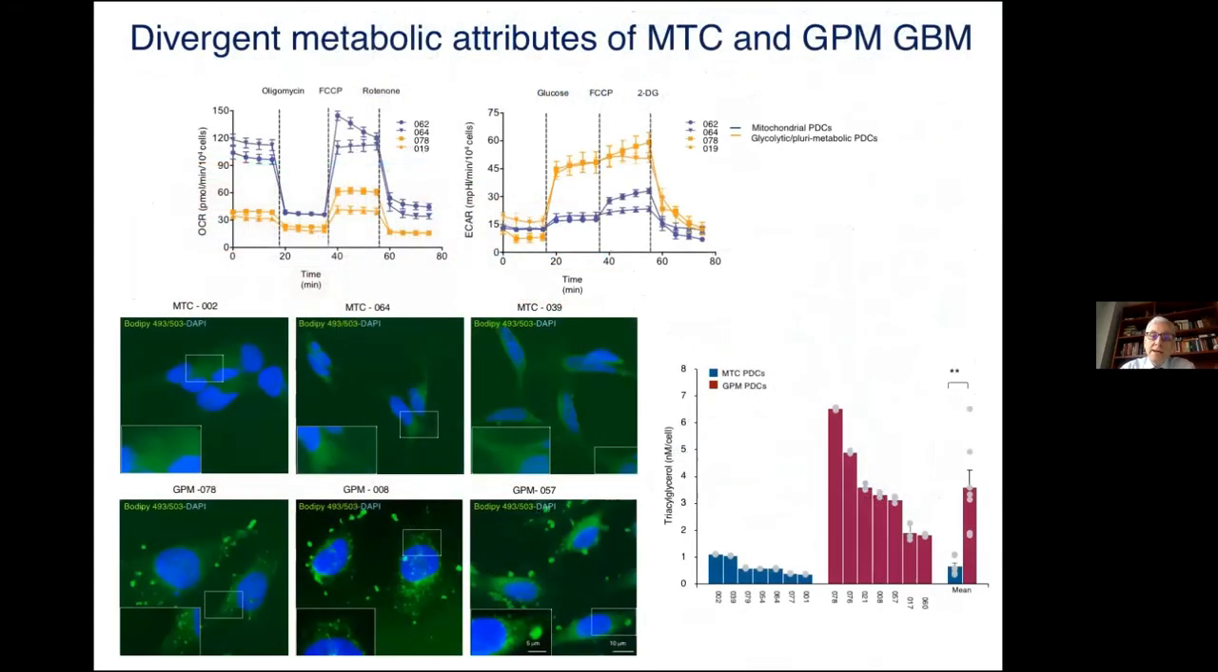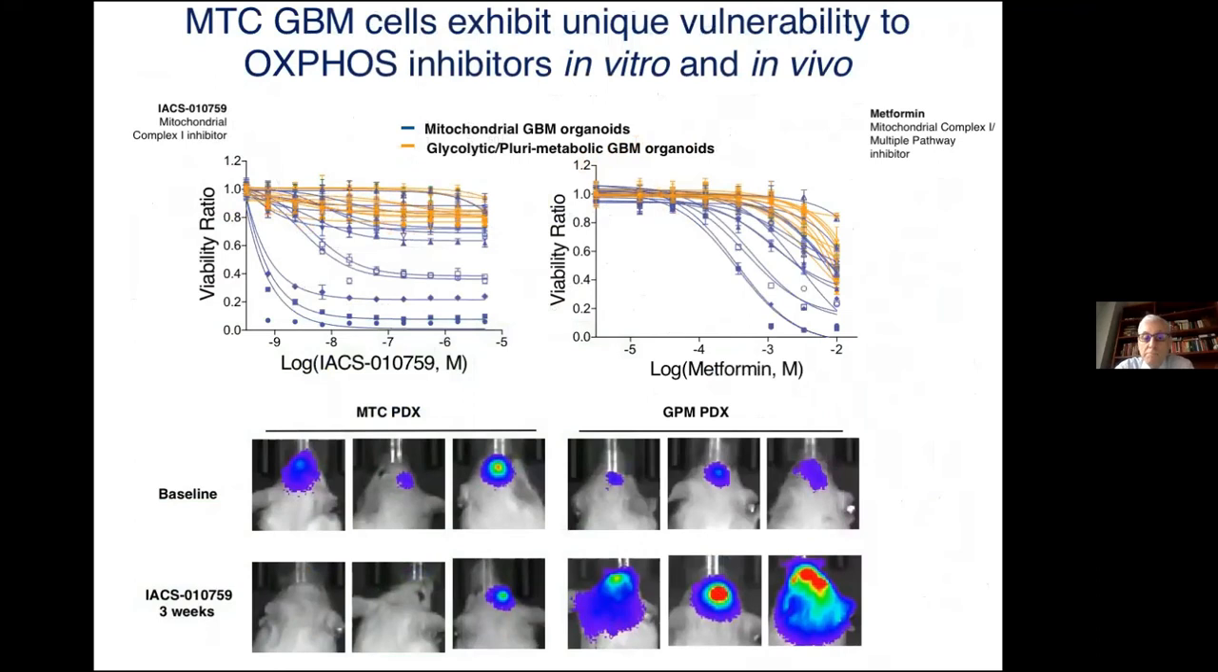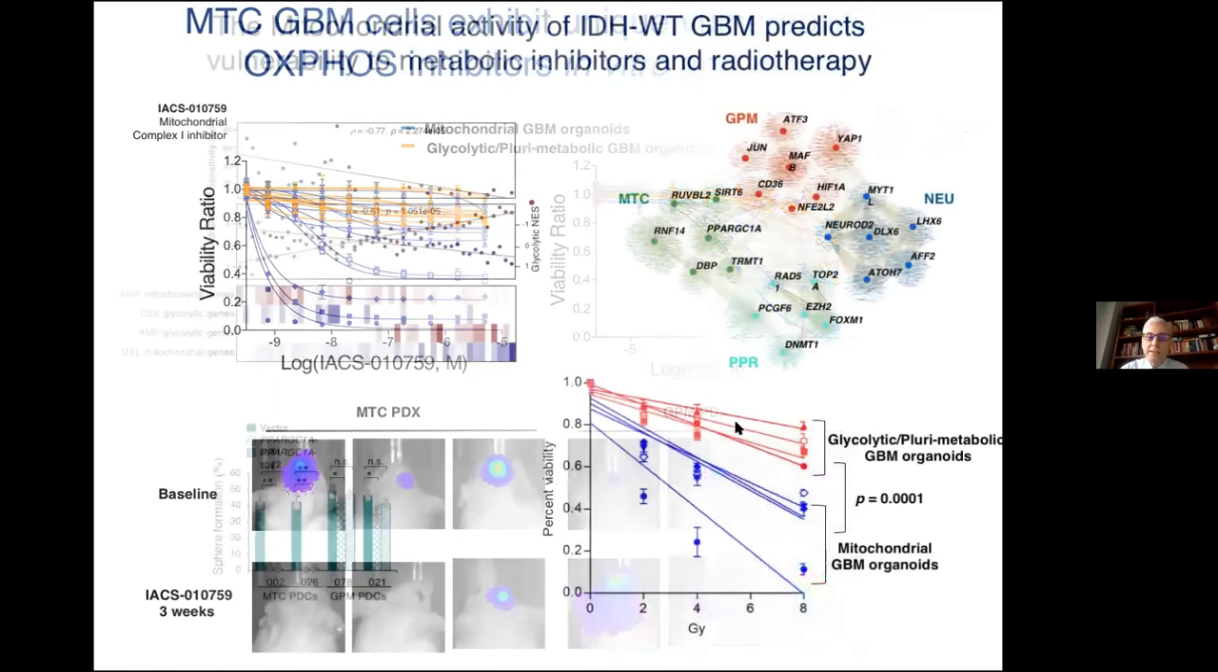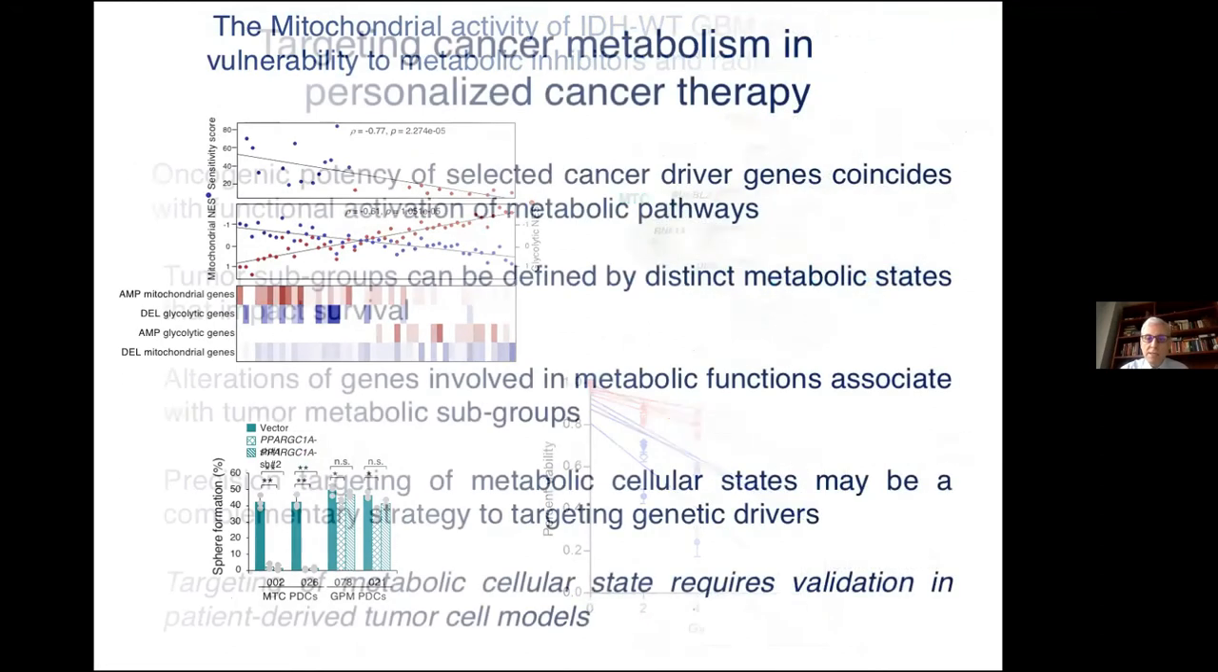Now, the reason why the identification of mitochondrial GBM is important is that, exactly as I showed you before with the fusion, we can target mitochondrial GBM with specific inhibitors. Here you see a new inhibitor targeting complex 1 of mitochondria, an inhibitor of oxidative phosphorylation. If we use PDX models that are classified as mitochondrial, we have a very strong anti-tumor effect with this inhibitor, something that we never see if we use PDX that are instead classified as glycolytic/plurimetabolic.